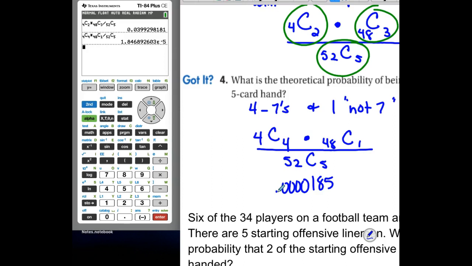What would that be as a percent? What do we do when we convert to a percent? Move our decimal over to? So we'd have 0.00185%. Very, very, very small chance that you are dealt a 5-card hand and it has 4 sevens in it. Okay.